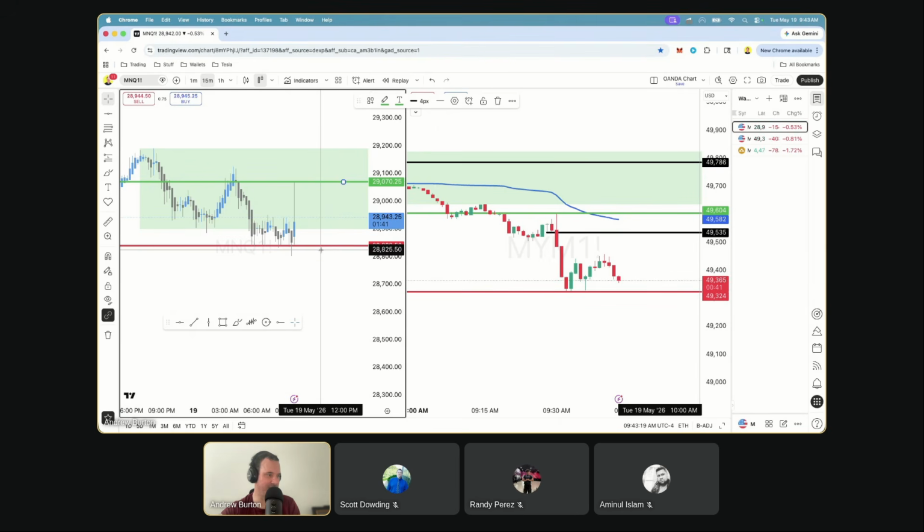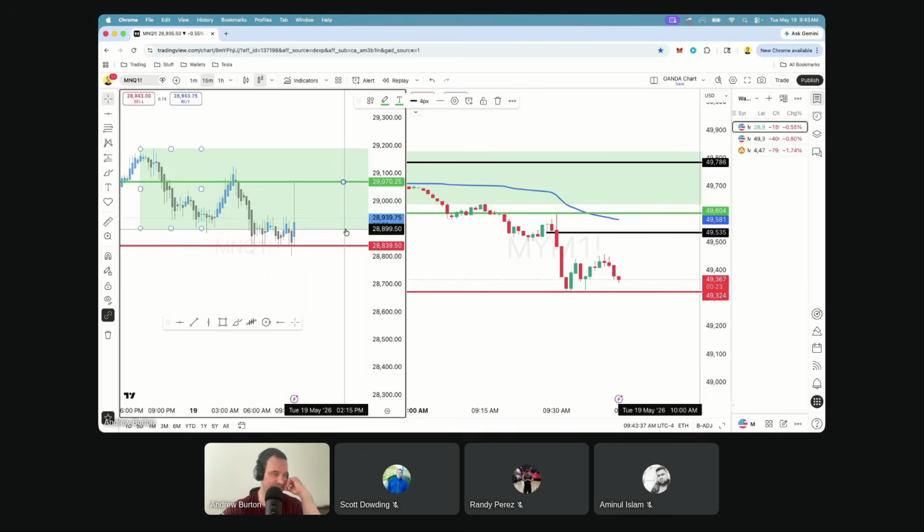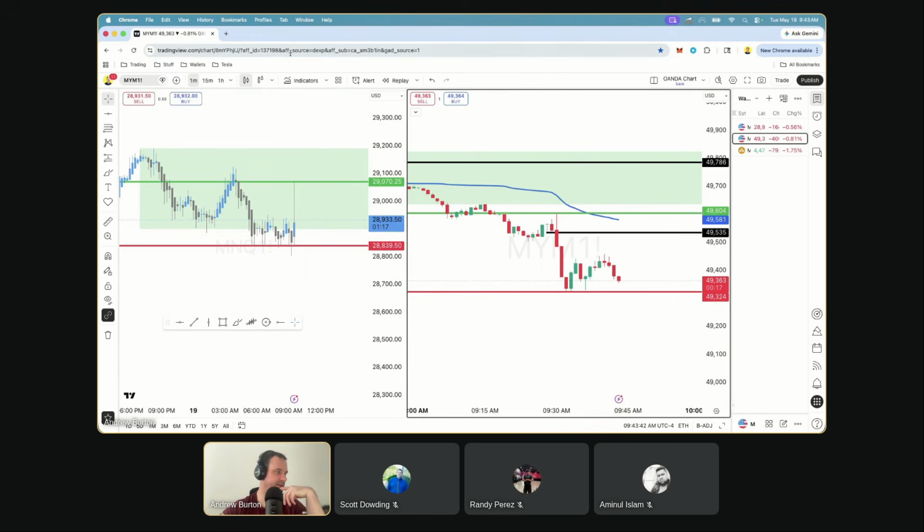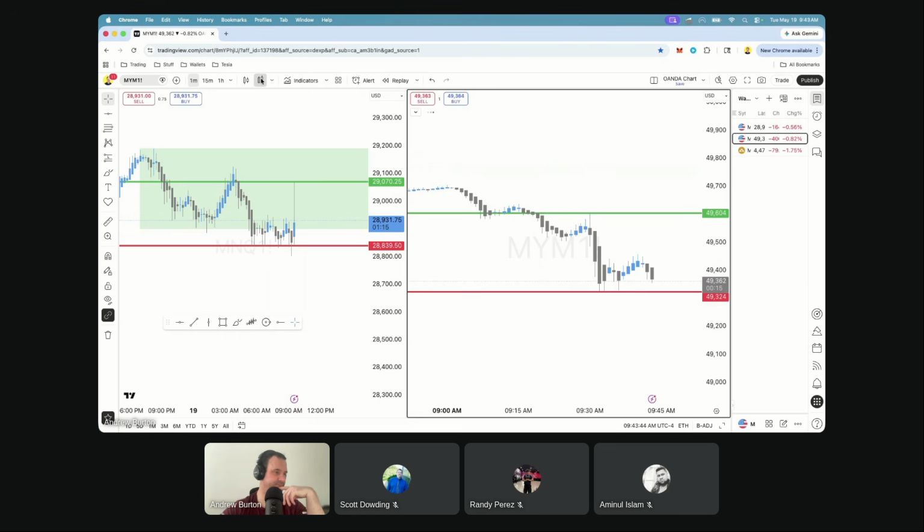Here's the thing, if we have the setup, then we can take it. And here's another thing, if this goes sideways here for a while, say it comes down here and then it comes back up, and then we get a body of a candle open here on the 1 minute chart, this could be a trade, right? So there's always something here. And US 30 is still going sideways. Man.